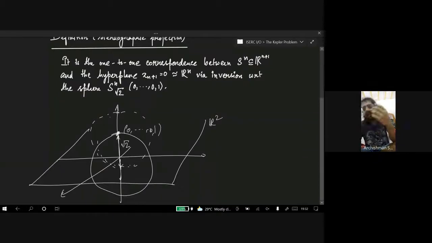So you're inverting the unit sphere with respect to a sphere which is centered at this particular point, let's say the north pole of the unit sphere, and the radius of the sphere of inversion being equal to √2.